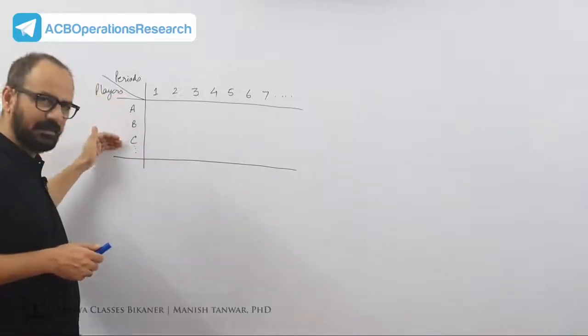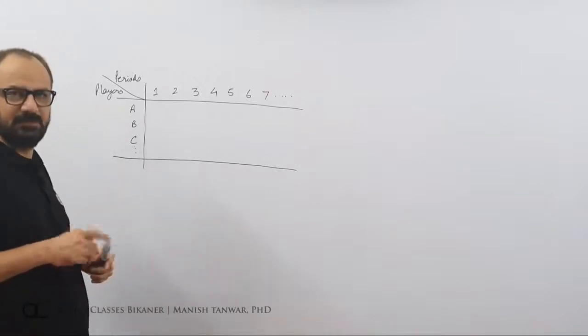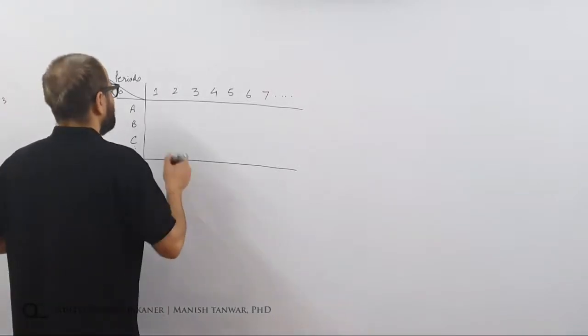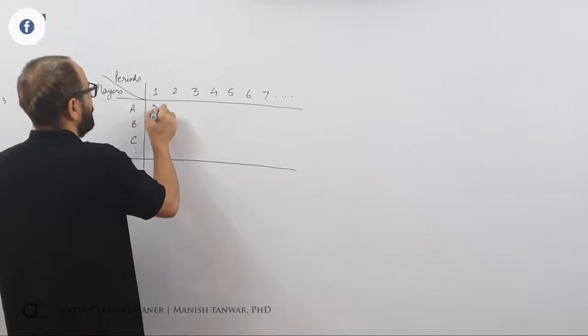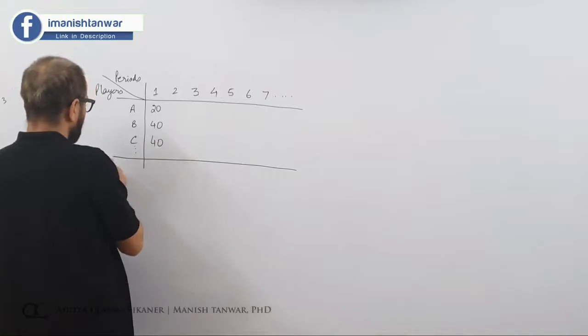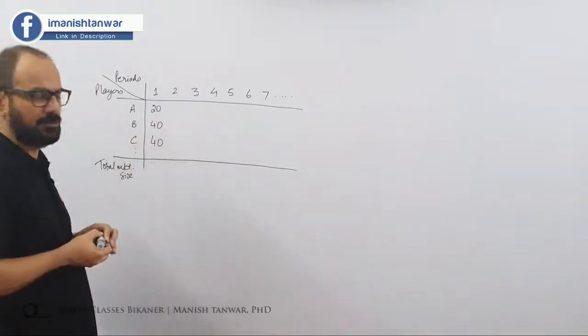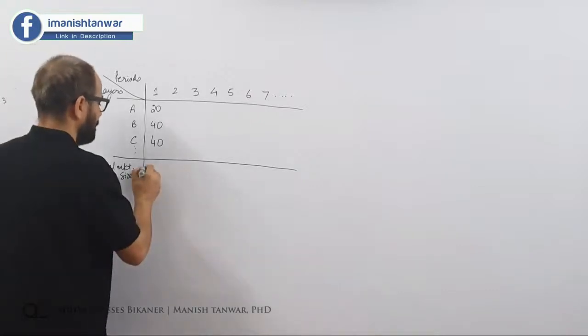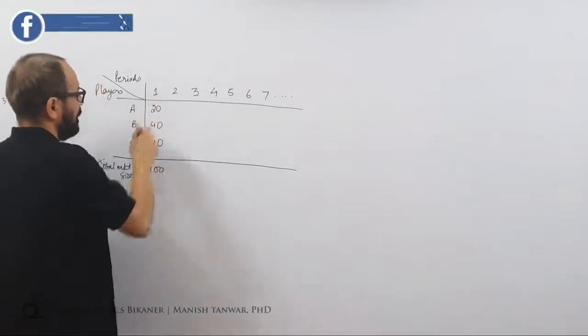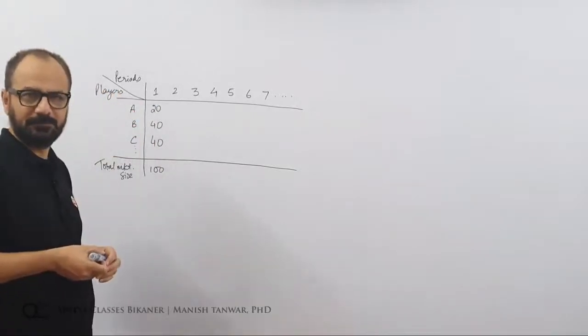Now, there can be more than 3 also; there can be 2, there can be 10, there can be 20, there can be 100. We are taking only 3 to understand the scenario. Now, let us suppose the situation is 20, 40 and 40. What is the total market size in such a case? Suppose the total market size is 100 and the market shares of A, B and C are 20, 40 and 40.